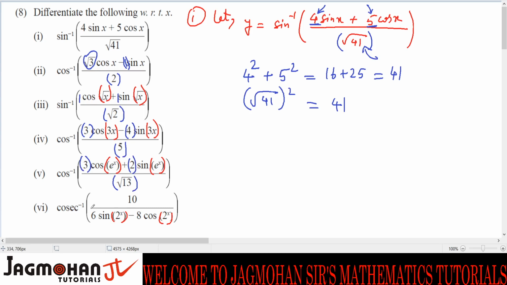Now here you might be thinking that this is in the denominator. Don't worry, it is cosec inverse. You know cosec inverse of x is sine inverse of 1 upon x. So whatever you have with cosec inverse x, you write sine inverse and the reciprocal of that thing. So this will become sine inverse and this will go in the numerator. When you take this in the numerator, again you notice that 6 square plus 8 square is equal to 10 square.